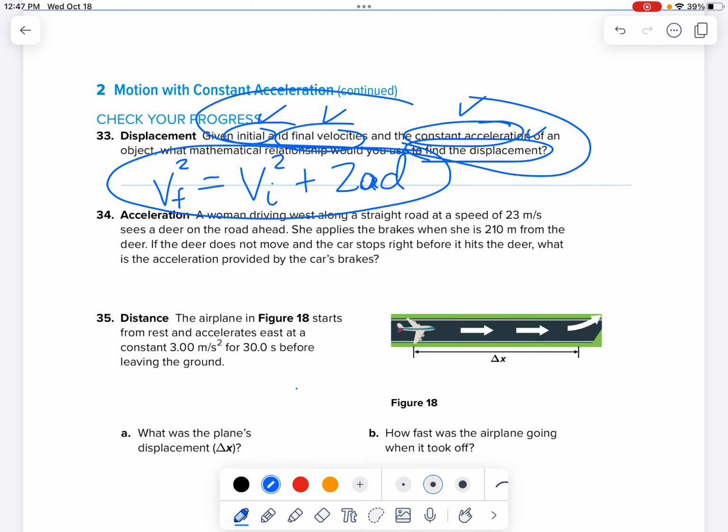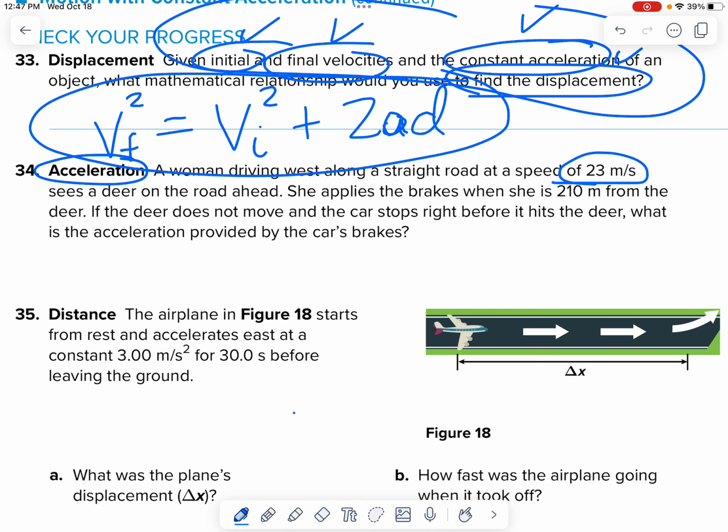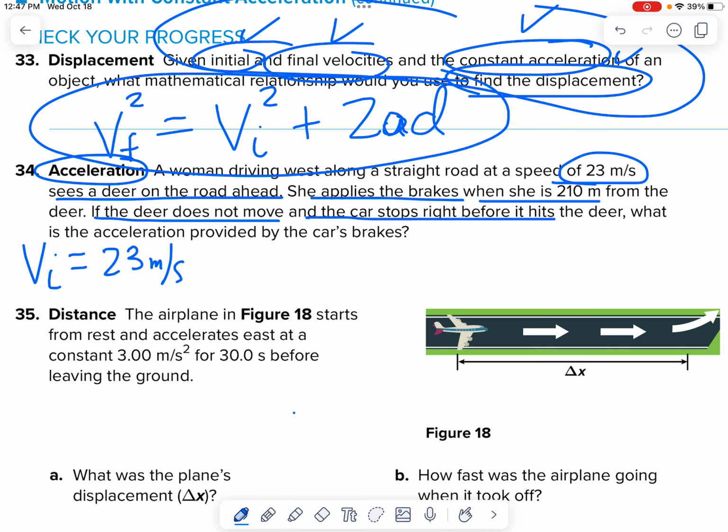Let's look at number 34 together. We are going to be finding acceleration, looks like. Okay. A woman's driving west along a straight road. Speed is 23. Okay. You are given the initial velocity. Sees a deer on the road ahead. She applies the brakes. Going to be slowing down when she is 210 meters from the deer. If the deer does not move and the car stops right before it hits the deer, what is the acceleration?